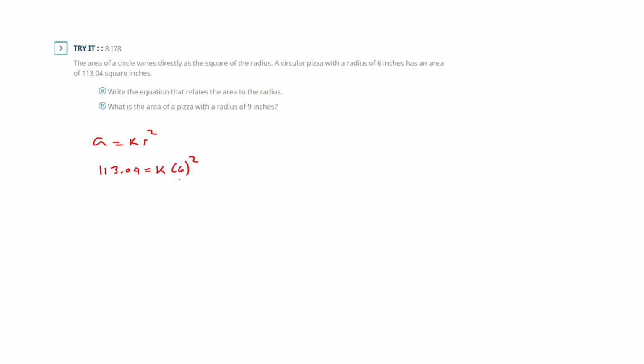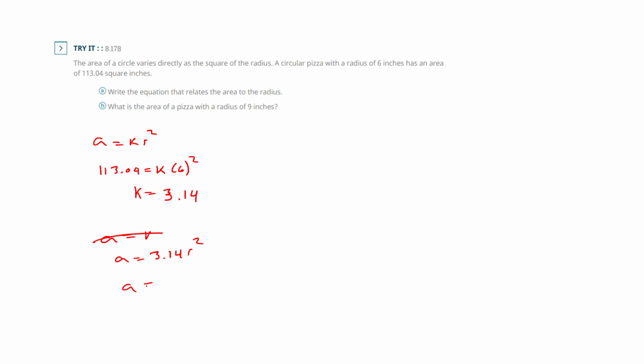So just like before, we're doing the same thing. Dividing that by 36, so k equals 3.14. Sorry, that's supposed to be 3.14. So there's my equation. All right, it's all set up. Now, what about the area of a pizza with a radius of 9?